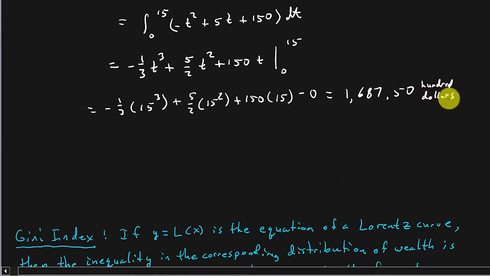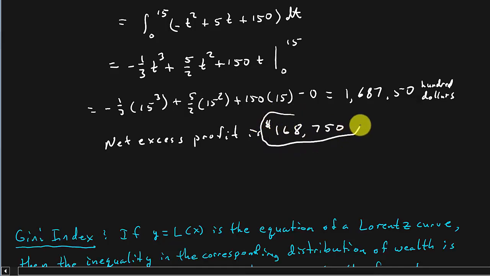And so basically what we have here is that the net excess profit is $168,750. That would be your net excess profit.